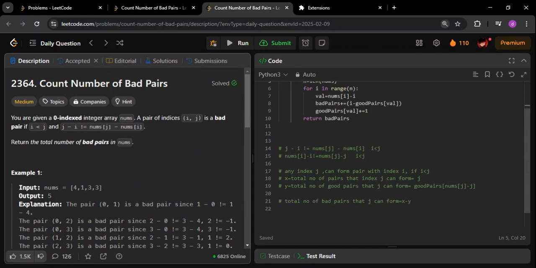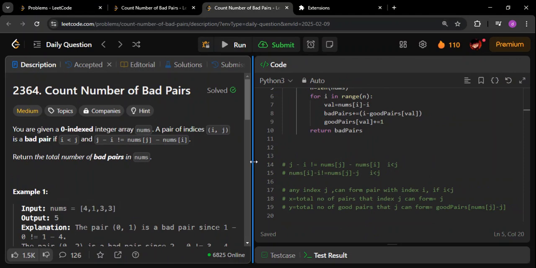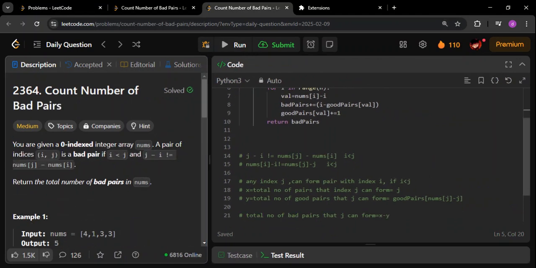Okay, we'll do some rearrangements like we do in maths. If you are good in maths, you will find these things slightly usual, because these things are very common in maths. See, this is just something that is given to us: j minus i is not equal to nums of j minus nums of i, where i is less than j.